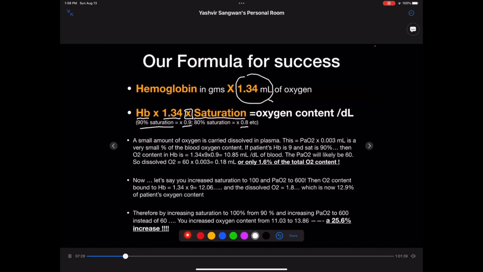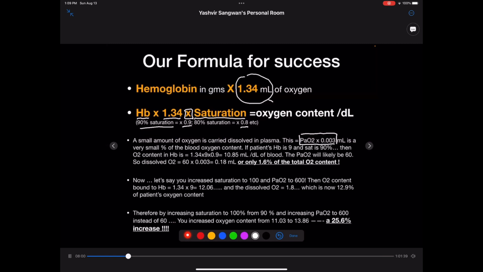There is a small amount of oxygen that is carried dissolved in the plasma. This oxygen in ml is your PaO2 multiplied by 0.003. As you can see by that multiplication, this constitutes a very small percent of your blood oxygen content.